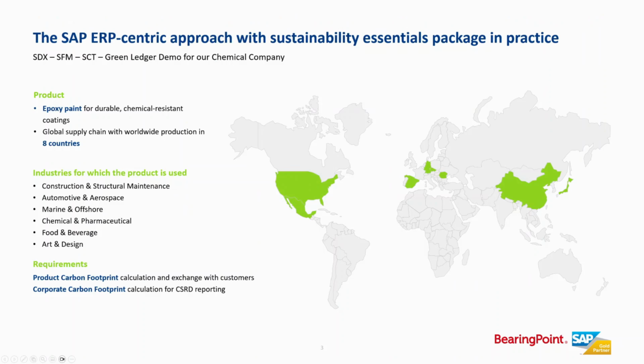To illustrate the demo case, we will take on the perspective of a company that manufactures chemical products, for example, epoxy paint. This product is widely used across various industries, including construction and automotive. Our example company operates a global supply chain with several manufacturing facilities located in 8 countries worldwide. It produces approximately 500,000 tons of various chemical products annually.